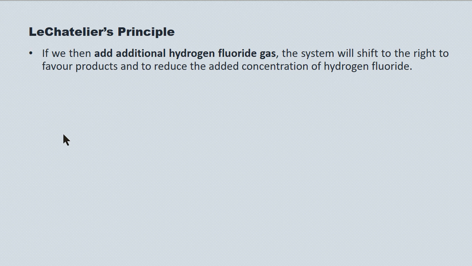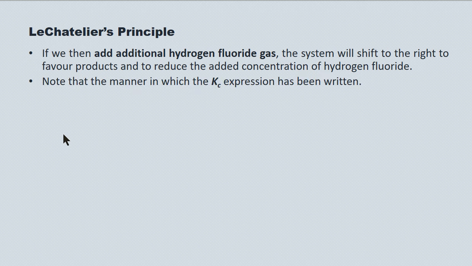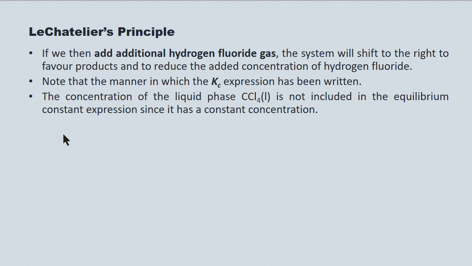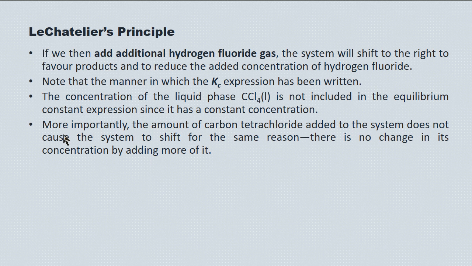So if we add additional hydrogen fluoride, the system shifts to the right to favor products and to reduce the concentration of the hydrogen fluoride. So the concentration of the products are increased, as we saw in the graph, and the concentration of the gas phase reactant is decreased. And again, if you go back to the Kc, note that the CCl4 in liquid phase is not included because it has a constant concentration.